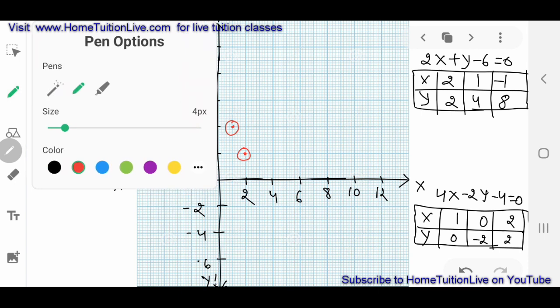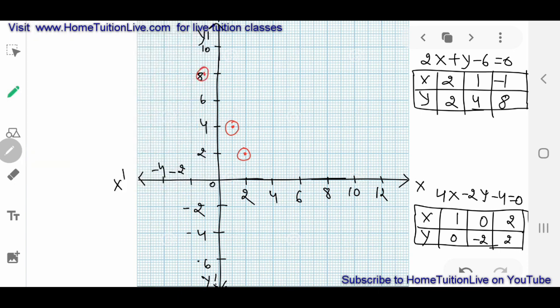Now join the points. This is for 2x plus y minus 6. Name the points. This is minus 1, 8. Now this is 1, 4, and this is 2. X is 2, y is 2.